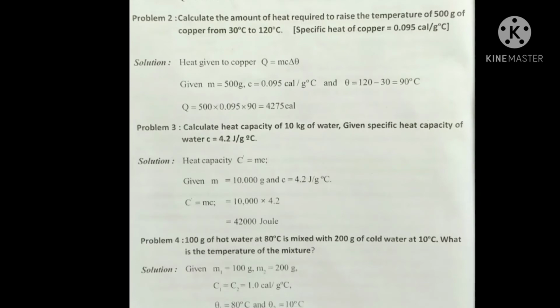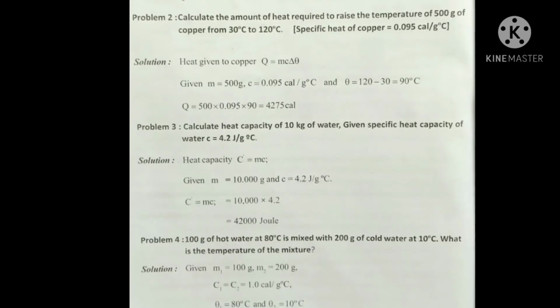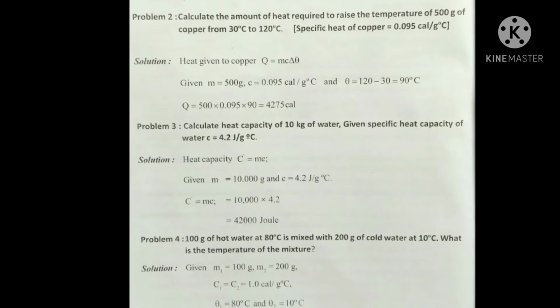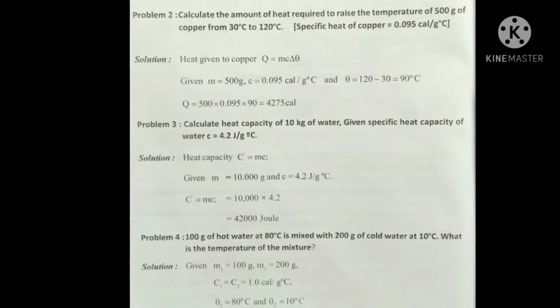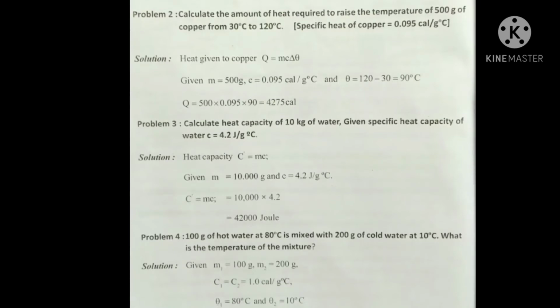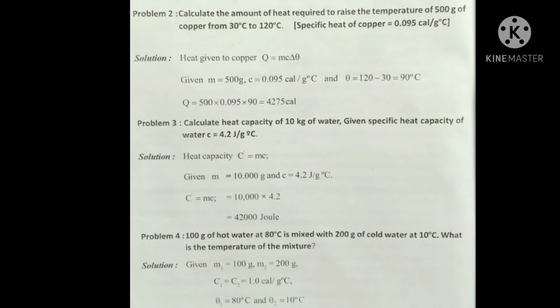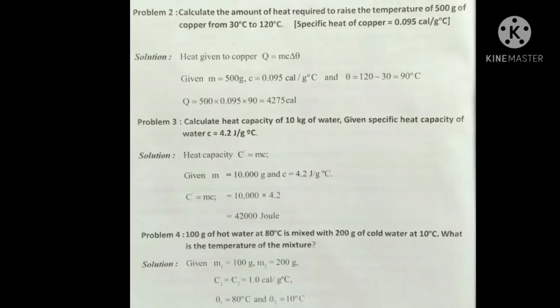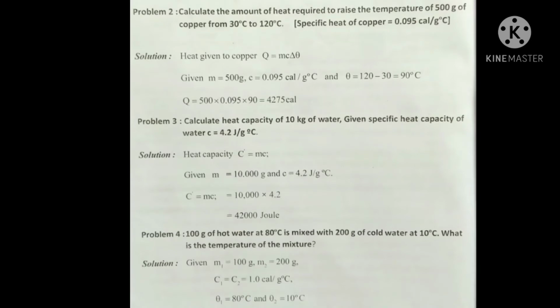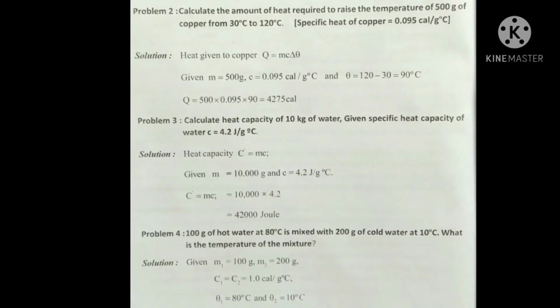Next problem, the fourth one. 100 grams of hot water at 80 degrees centigrade is mixed with 200 grams of cold water at 10 degrees centigrade. What is the temperature of the mixture? So here we divide the problem into two parts. First one is hot water, second one is cold water.